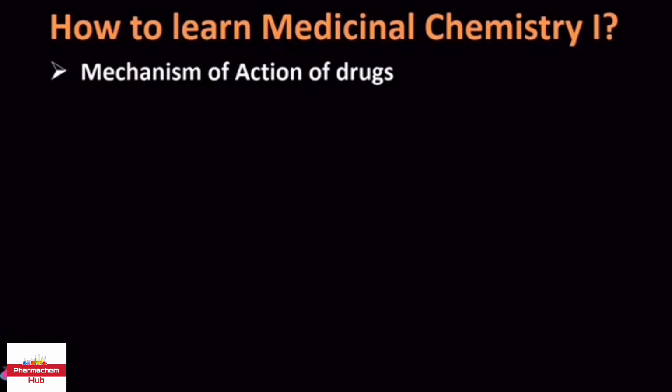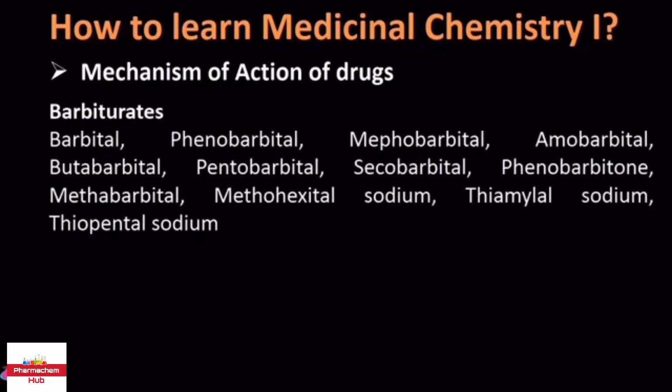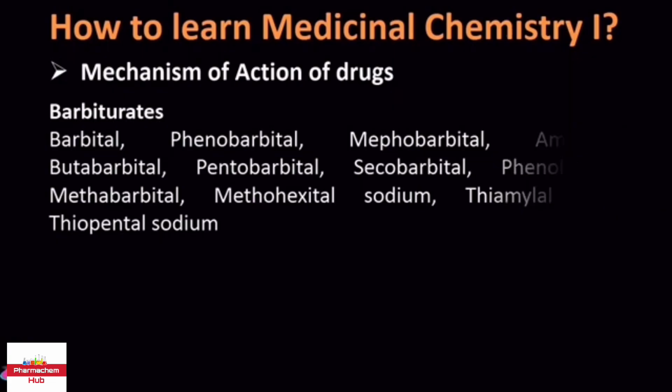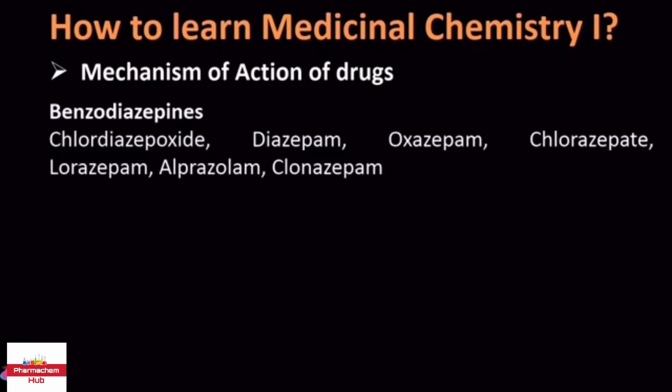Let's take one example. The drugs belonging to the barbiturate class, it may be 8 or 10 drugs. All these drugs act on the same site, the barbiturate site, present on the GABA-A benzodiazepine chloride channel complex and produce the pharmacological activity. So in this way, all these drugs produce the same mechanism of action. In the same way, the drugs belonging to the benzodiazepine class like nitrazepam, diazepam, oxazepam, alprazolam, chlordiazepoxide, all the drugs bind with the benzodiazepine receptor present on the GABA-A benzodiazepine chloride channel complex and produce the pharmacological activity. So, like this, you can remember the mechanism of action of many drugs.